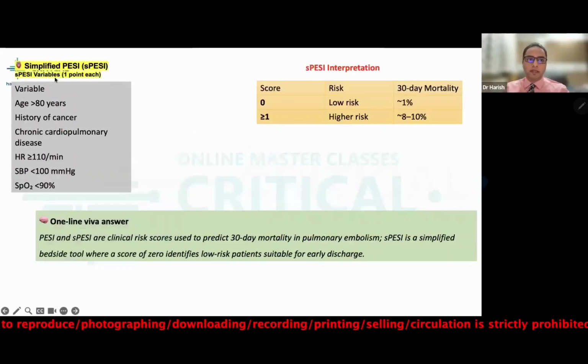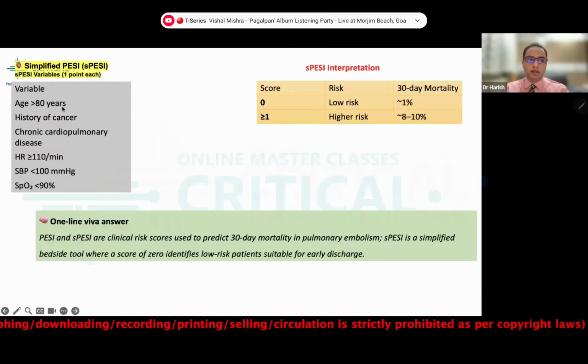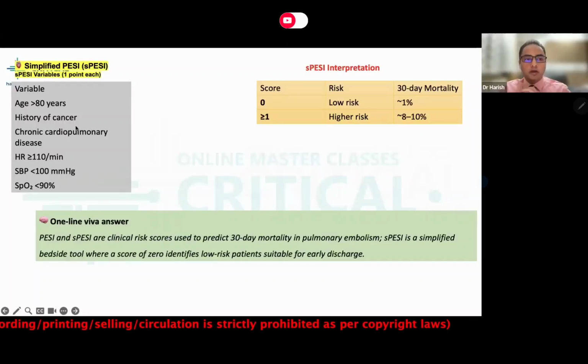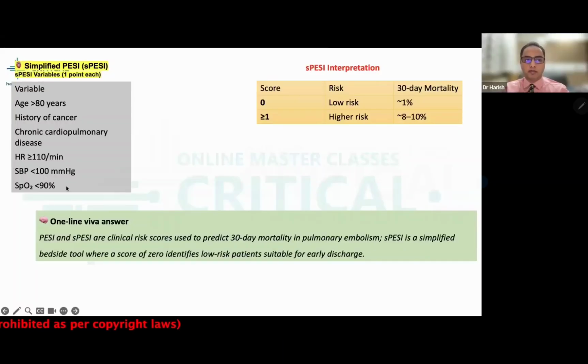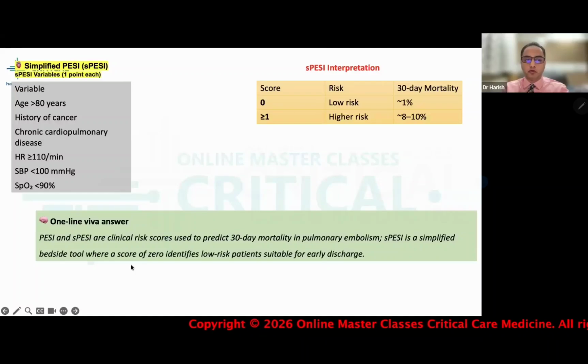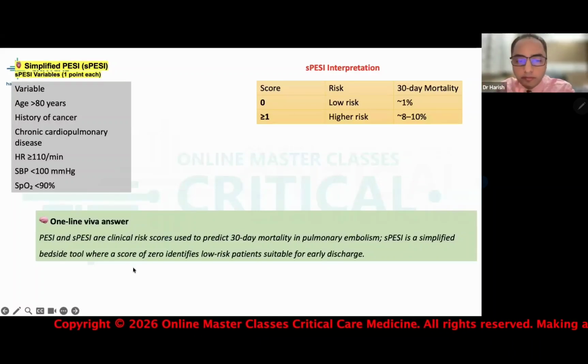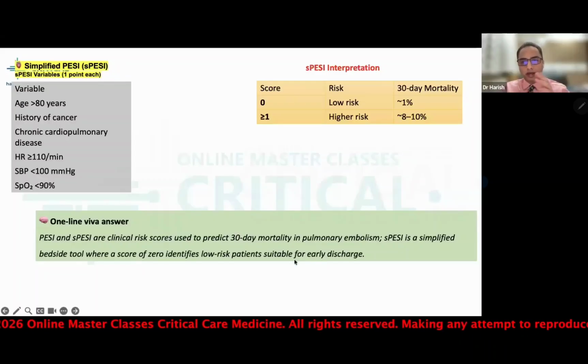Then we have sPESI, where we give 1 point for each: age more than 80 years, history of cancer, chronic cardiopulmonary disease, heart rate more than or equal to 110, SBP less than 100, and SpO2 less than 90. If the score is 0, low risk, with 1% 30-day mortality. If the score is more than or equal to 1, high risk, with 8 to 10% mortality. That is the sPESI interpretation. PESI and sPESI are clinical risk scores used to predict 30-day mortality in pulmonary embolism. sPESI is a simplified bedside tool where a score of 0 identifies low-risk patients suitable for early discharge.